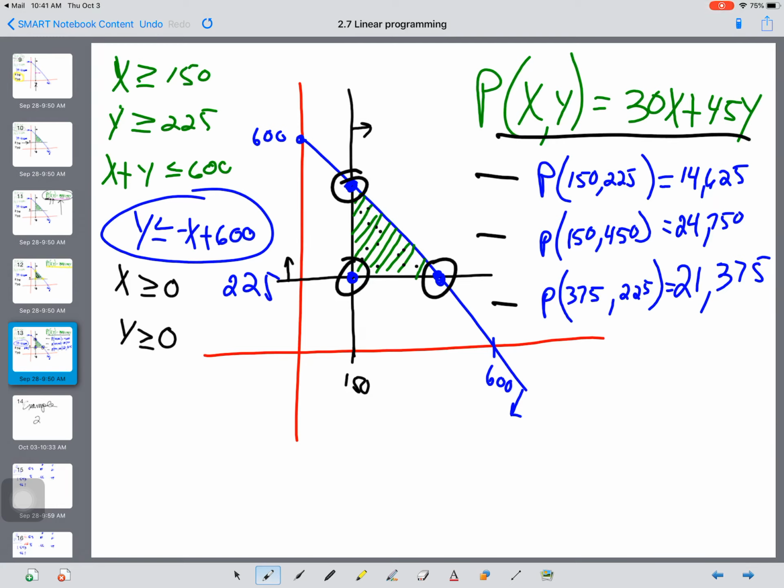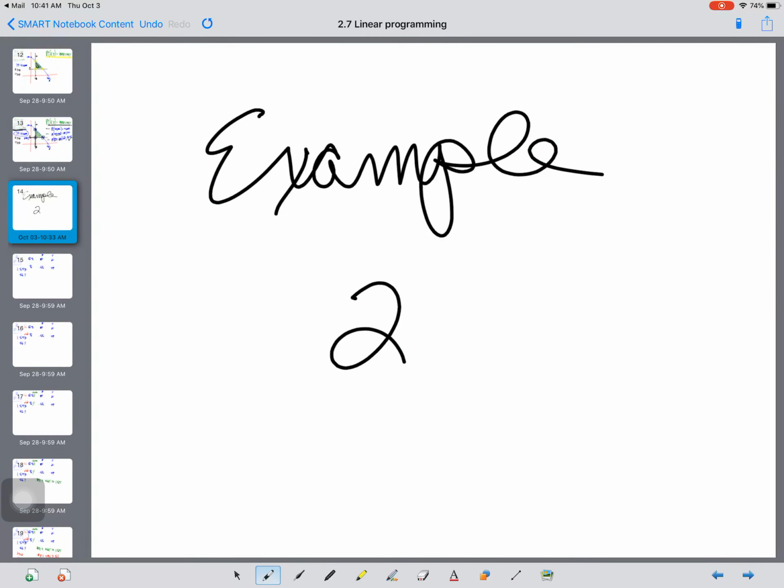So here's 150, 225, that's the first one. If I stay on 150 and I go up to where it meets this line, that means the other point's 450. And if I do the 225 and carry it out to where it meets this line, that means the y value 225, that means the x value would be 375. Plug each of those into the objective function, and that's the best way to maximize your profit, that particular combination of products.